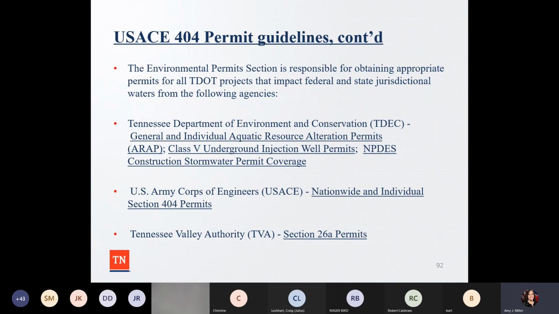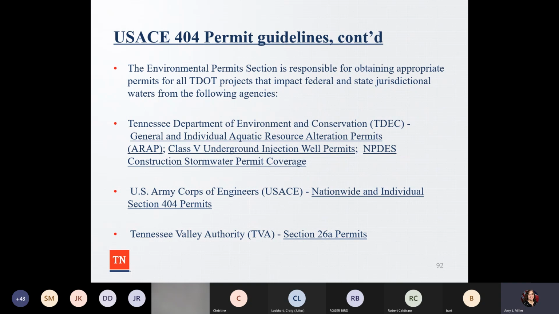So as you can see here, the Tennessee Department of Environment and Conservation has a general and individual aquatic resource alteration permit. They have the Class 5 underground injection well permits. They have the NPDES construction stormwater permit coverage. So as you can see here, for some of these projects you may get a permit for a 404, but they're also going to be looking back to say, do you need an ARAP permit? Do you need an underground injection well permit? Do you need an NPDES stormwater permit? How's that going to affect all these? So everything is kind of cumulative, and everything kind of coordinates with one another.